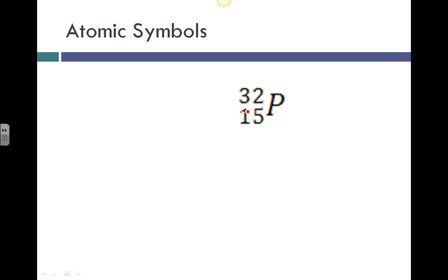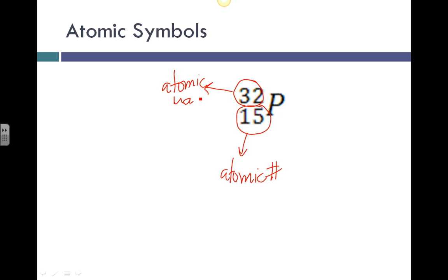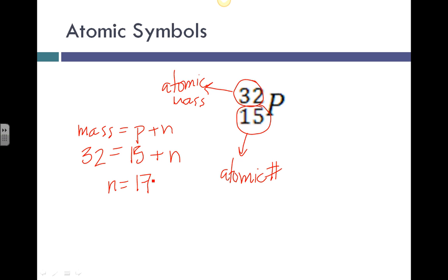Here is an example of an atomic symbol. The number on the bottom will always be the atomic number, and the number on top will always be the atomic mass. So for example, atomic number 15, that means the number of protons must be 15, the number of electrons must be 15. And to find out the number of neutrons, of course we know that mass equals protons plus neutrons. So I'm going to do 32 equals 15 plus the neutrons. And when I do my calculations here, n is going to equal 17. So my number of neutrons in this case is going to be 17.